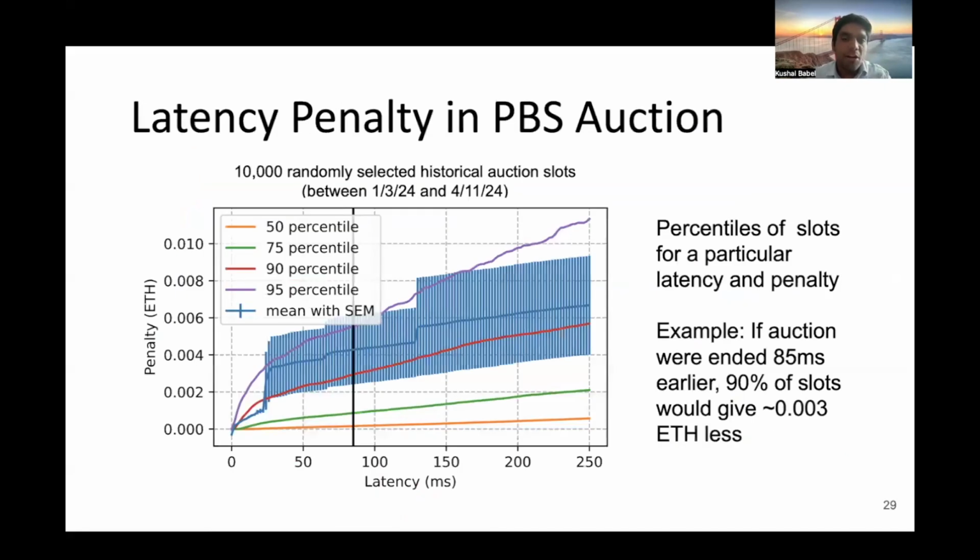So this is the data from March to April of this year from, I think, Flashbots' relay, but the data is kind of similar for other relays as well. This graph shows you the latency penalty as a function of the latency. So if you end the auction a little bit early, for example, 85 milliseconds early, then in 90% of the slots, which is the red line here, the winning bid would be a little bit less than it would have otherwise been. So about 0.003 ETH is the latency penalty of ending the auction 85 milliseconds earlier in 90% of the slots. Are there any questions about this graph?